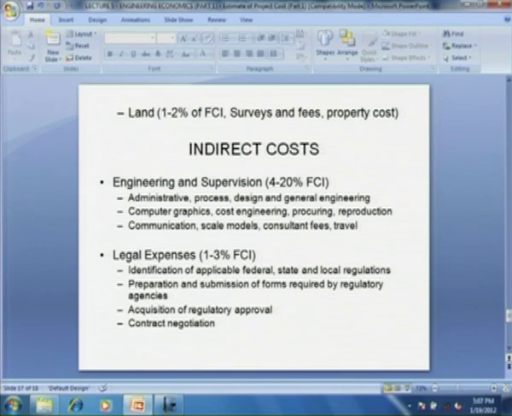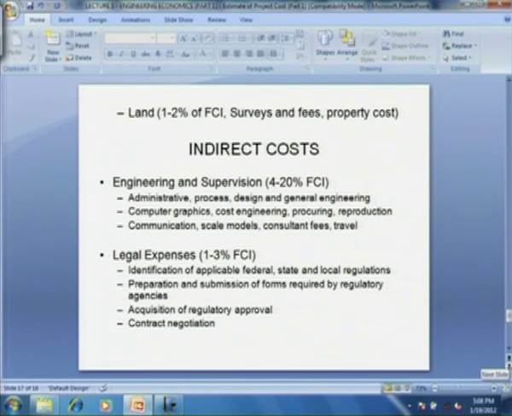Then the legal expenses, identification of applicable federal, state and local regulation, then preparation and submission of forms required by regulatory agencies, then acquisition of regulatory equipment, acquisition of regulatory approval, then contract negotiation.